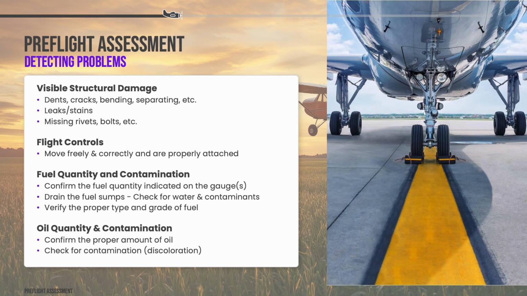So we're going to confirm that the quantity is indicated on the gauges, but in general aviation, we don't always trust those gauges either. So a lot of times, especially in older aircraft with analog gauges, we'll dip the tanks. Okay, and then the other big thing we do is drain the fuel some.